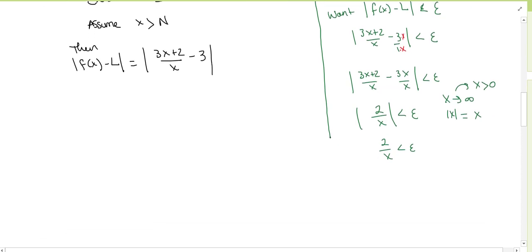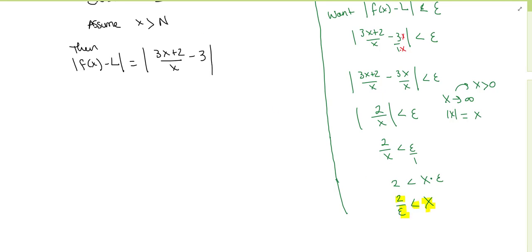And so now we're trying to find our x. So everything is positive here, so I can multiply both sides of the inequality and my symbol will stay the same. So what I'm going to say is then 2 is less than x times epsilon, divide by epsilon. And so there is my statement. I have x greater than something. So that is going to be my n. So choose n to equal 2 over epsilon.